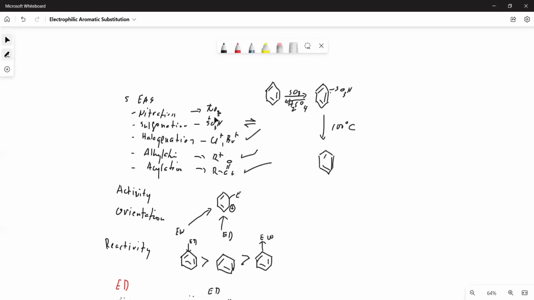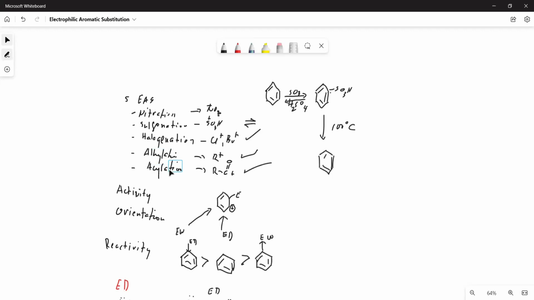Okay, so in the previous lecture, I started discussing electrophilic aromatic substitution. And there are 5 basic reactions: nitration, sulfonation, halogenation, Friedel-Crafts alkylation, and Friedel-Crafts acylation.